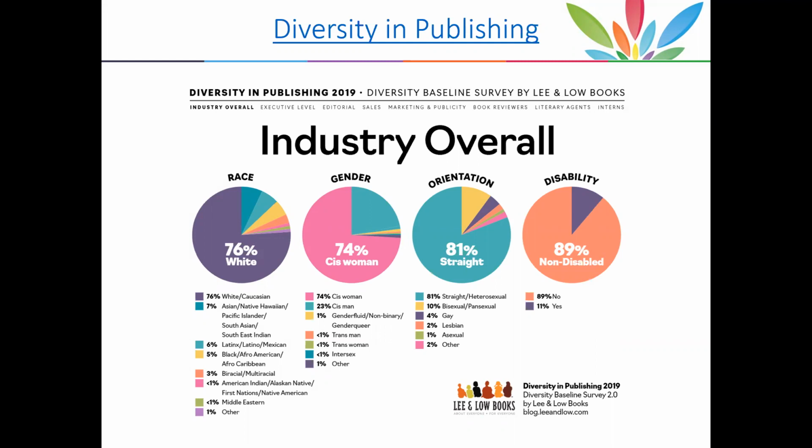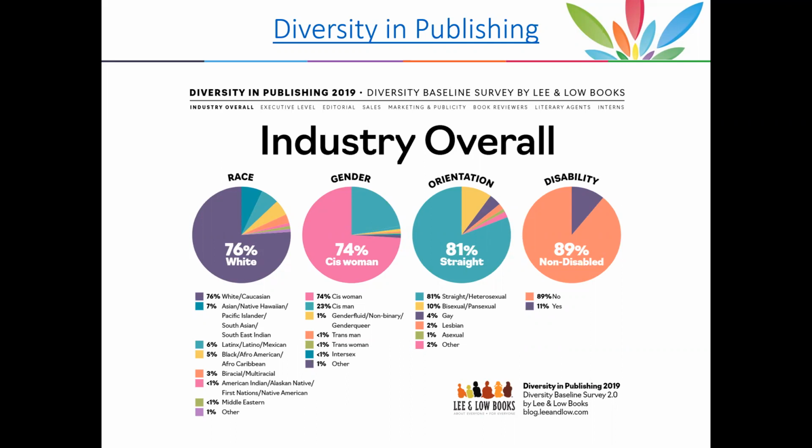This chart was compiled by Lee and Low in 2019. It's a breakdown of the publishing industry by race, gender, sexual orientation, and disability. This chart was compiled from 7,893 responses within the publishing industry. 153 companies participated, including all of the Big 5 publishers, 8 review journals, 47 trade publishers, 35 university presses, and 63 literary agencies of all sizes from across North America.